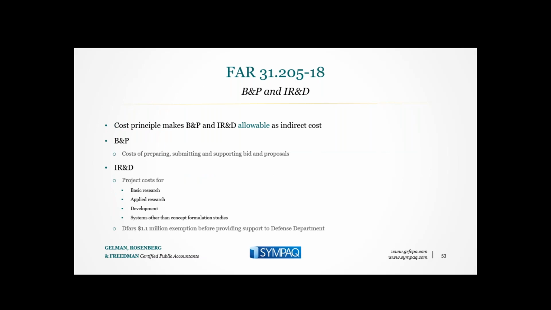R&D and B&P generally are allowable. They used to have caps many, many years ago. And thank God, unless you're gigantic or something, you don't need to really focus too much on that. If you look down at the bottom, they say that for R&D under the DFARS, there's a limit of 1.1 million exemption before providing support to the Department of Defense. And I know Chris has something to say.